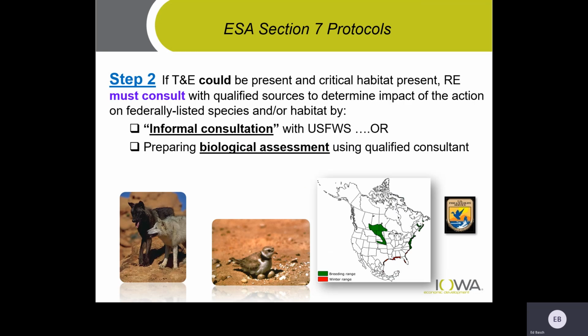Okay. If threatened or endangered species could be present or critical habitat is present, you must consult with qualified sources to determine the impact of the action. Informal consultation with the United States Fish and Wildlife Service, or a biological assessment using a qualified consultant, which would be a little higher level of review. Obviously, I have not yet seen an actual biological assessment being done, but it may be necessary if there is a true impact.